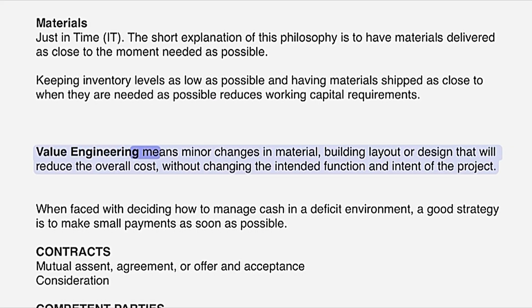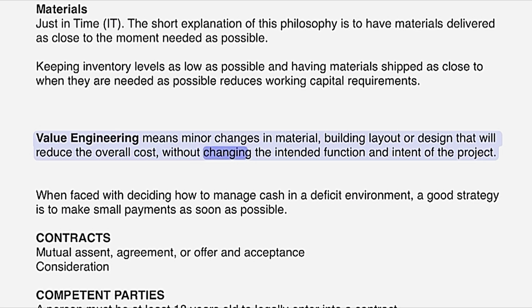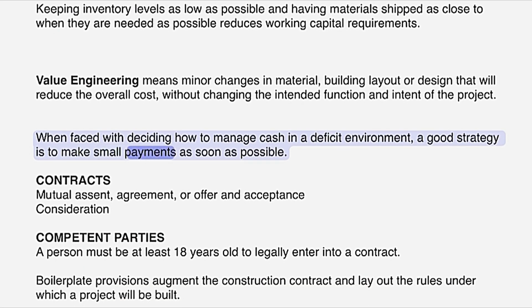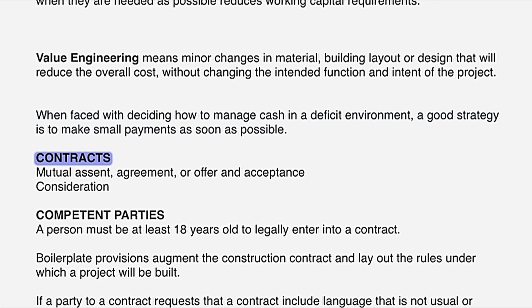Value engineering means minor changes in material, building layout, or design that will reduce the overall cost without changing the intended function and intent of the project. When faced with deciding how to manage cash in a deficit environment, a good strategy is to make small payments as soon as possible. Contracts.